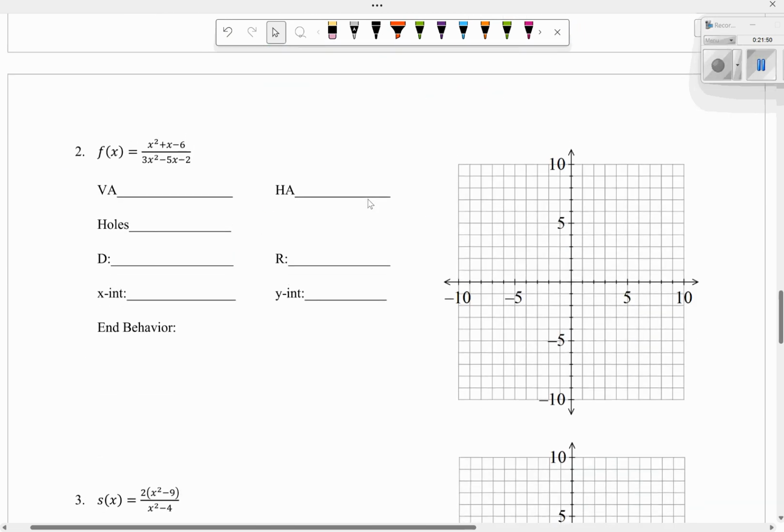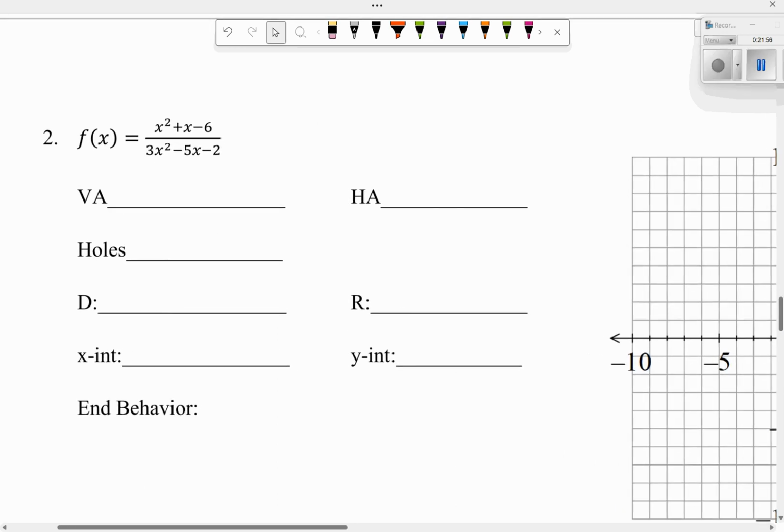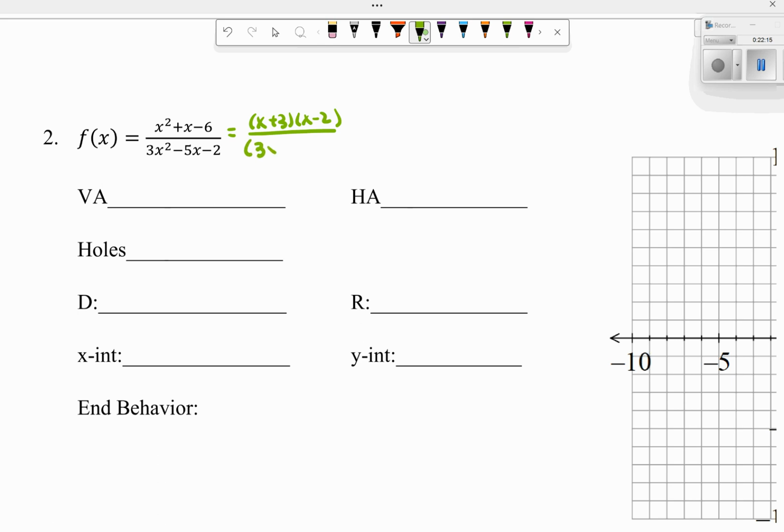So for this problem, we'll notice right away that this is not in factored form. So I'm going to factor both the numerator and denominator so that I can find the zeros in the denominator and then look for intercepts. When I factor this, the factors of -6 that add up to 1 would be x plus 3 times x minus 2. And in my denominator, we have 3x squared minus 5x minus 2. When you factor this, this becomes 3x plus 1 times x minus 2.